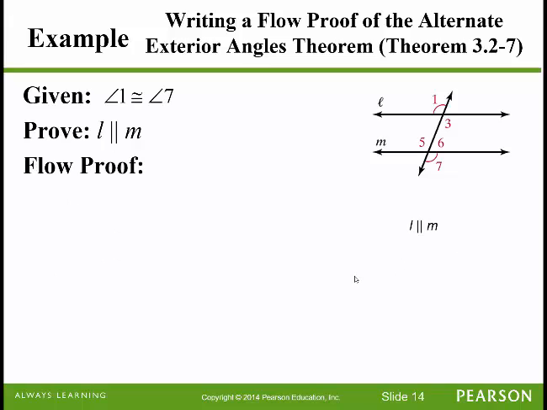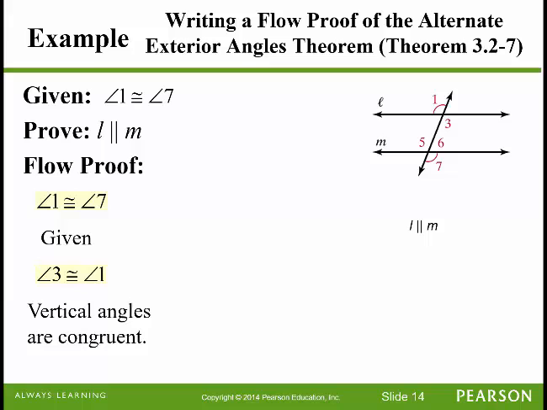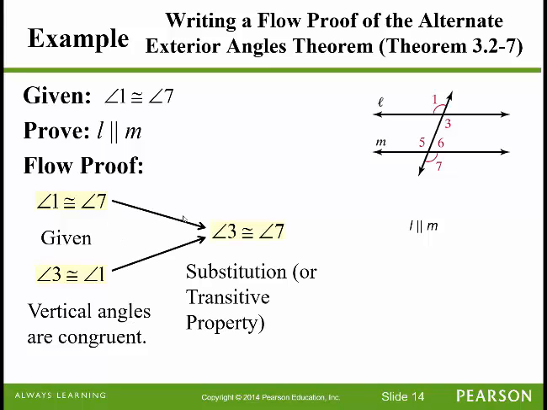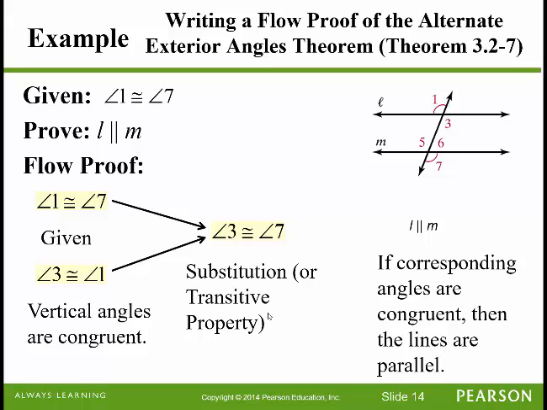So here's how the flow proof would look. Ultimately what we want to do is prove that line L is parallel to line M. We're given that angle 1 is congruent to angle 7, and that angle 1 is congruent to angle 3, because vertical angles are congruent, we know that. The flow chart draws these lines. And what it says here is that by extension, angle 3 and angle 7 must be congruent. This is substitution or the transitive property that we've talked about. And thus, if corresponding angles are congruent, then the lines are parallel. That's how the flow chart looks: what's given, what we conclude, what our next logical step is, and then what we can conclude.